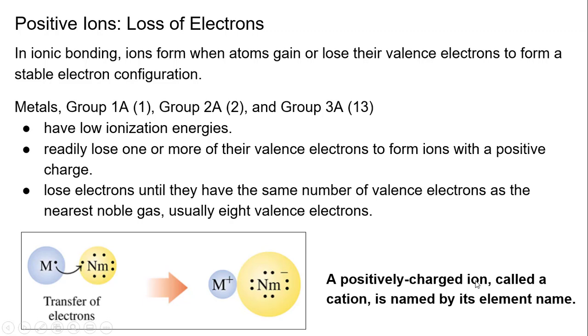So if you use the word ion, ion's generic, just means imbalance of electrons. Cation means specifically that there are more protons than electrons, and that's what you would use to describe metals that have lost electrons.